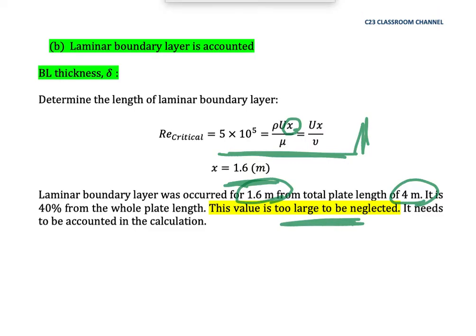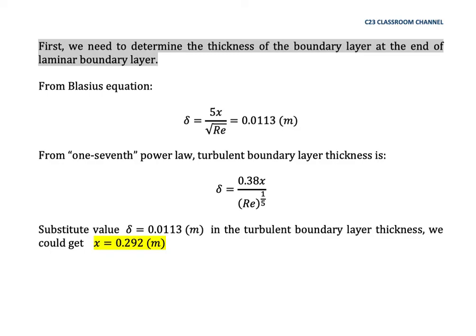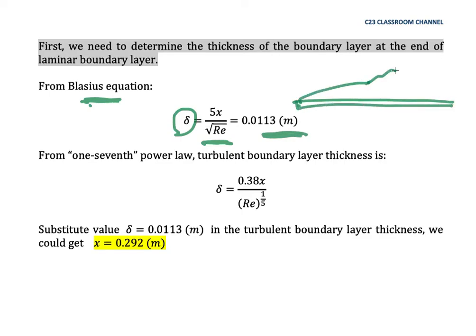And then we need to determine the thickness of the boundary layer at the end of the laminar boundary layer. Because there is no velocity profile given, we just use the Blasius exact solution. We could calculate the delta here by using this equation. We get 0.0113 meter.